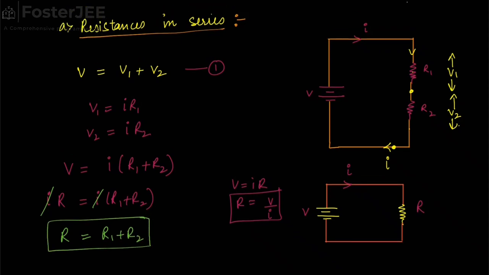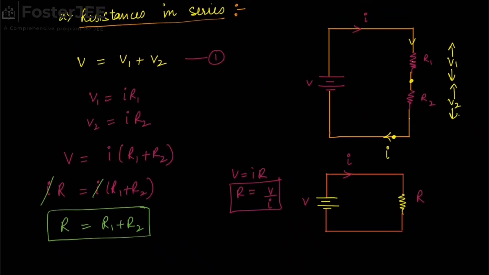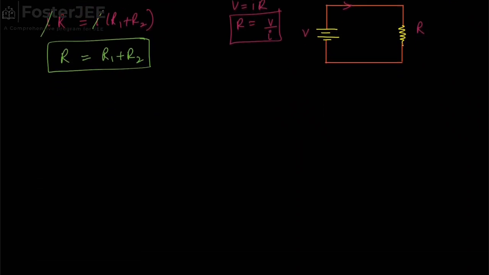Now note that we have just replaced this part of the circuit with another resistance R, keeping all the other things, the voltage and the current, the same. So can we say that R is the combination of these two, or rather that R is the equivalent of R1 and R2? So we can see, if n number of resistors are connected in series, suppose like this.